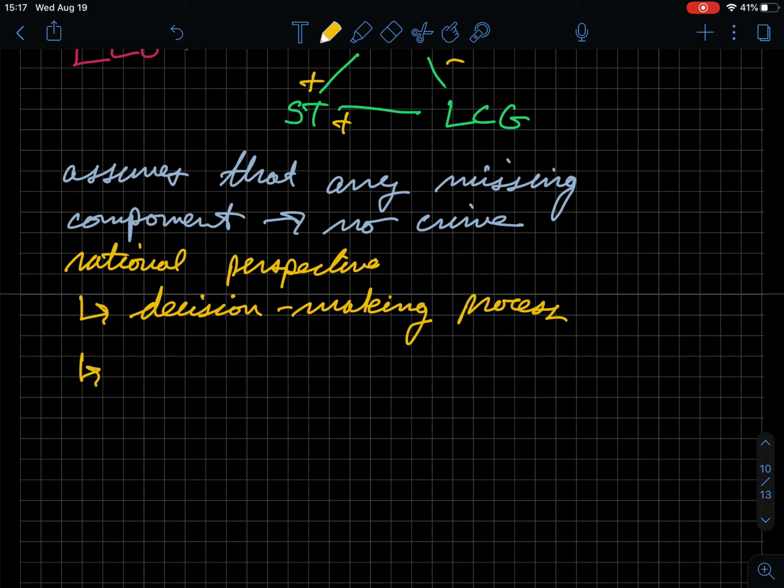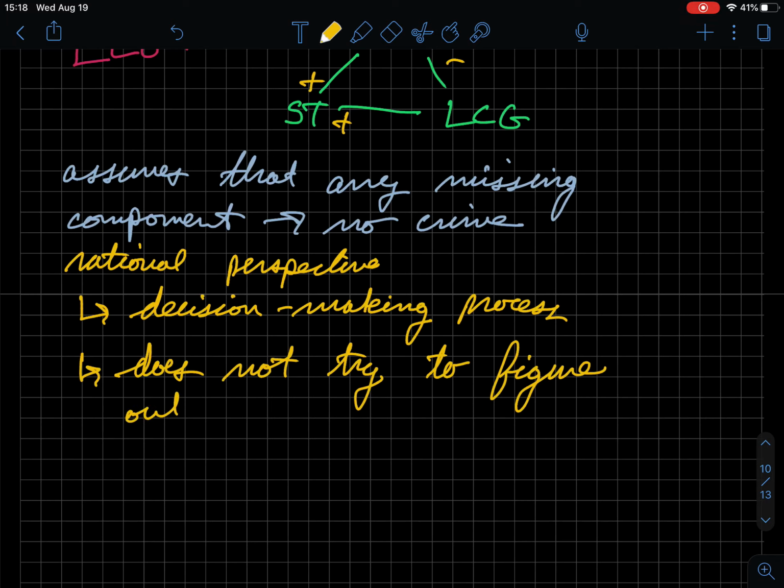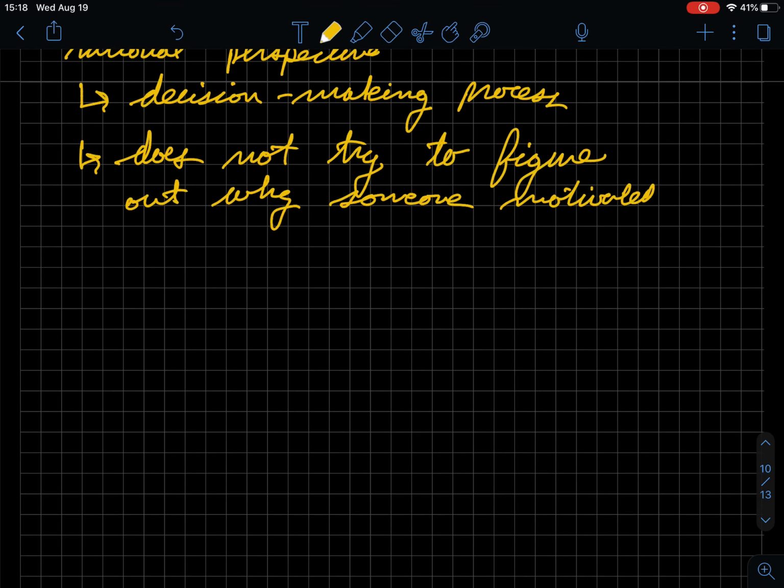So, big thing with this theory, though, is that it does not try to figure out why someone is motivated to commit crime. So it doesn't make any expectations about human behavior. It doesn't say that people with these characteristics or whatever are going to be less likely to commit crime, or more likely to commit crime. It just assumes that people exist, right?